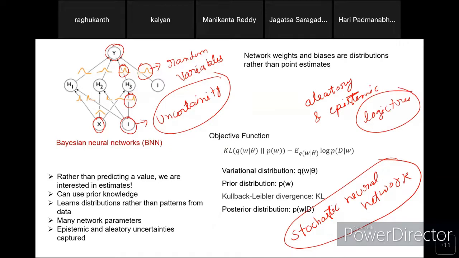So very simple. We are not trying to find out weights. We are just assuming weights as random variables, and generally we assume them to be Gaussian random variables. We will find out their mean and the standard deviation actually.